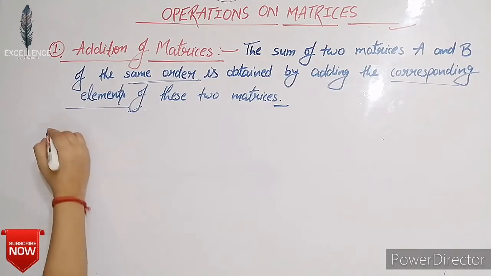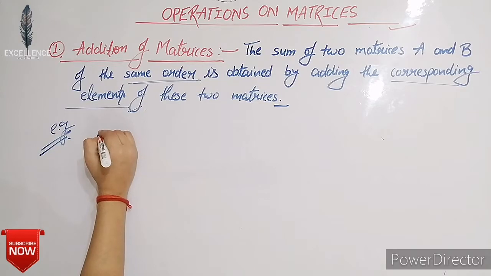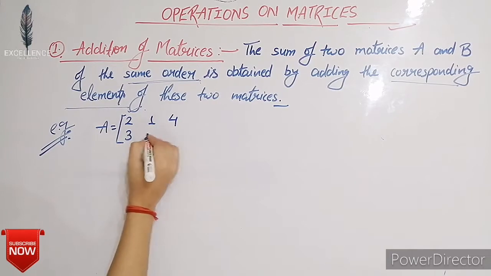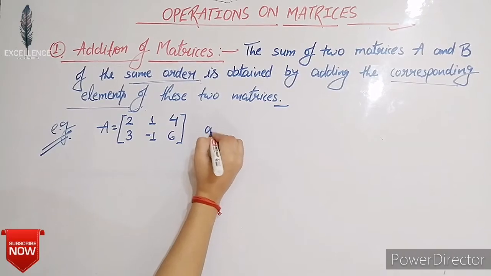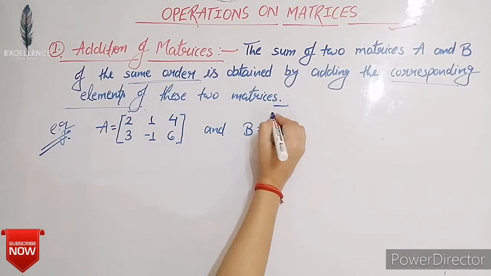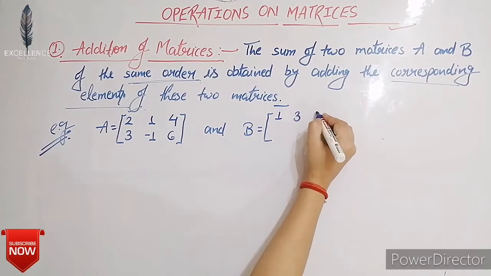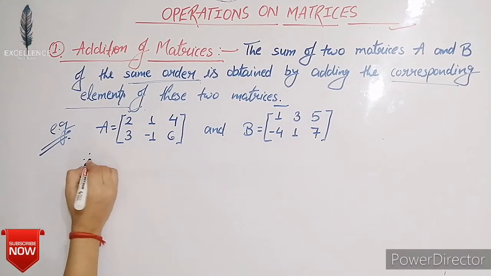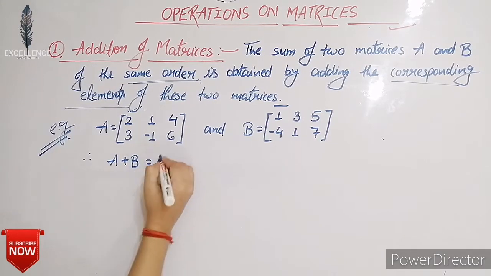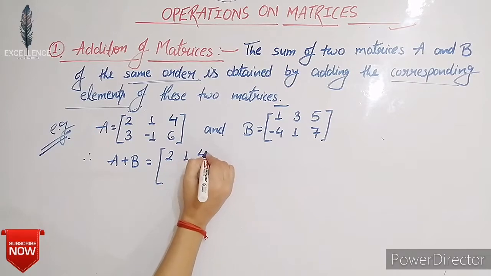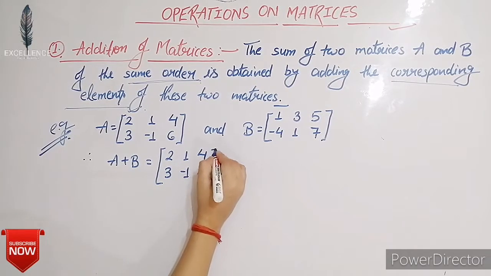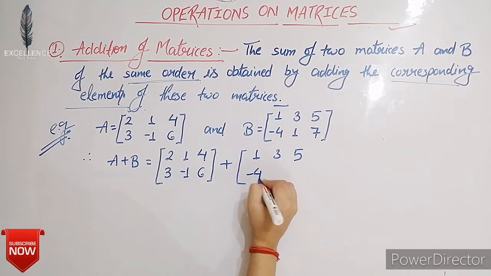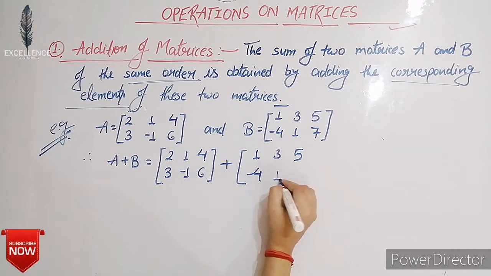For example, let A be a matrix equal to 2, 1, 4 in the first row and 3, -1, 6 in the second row, and B is equal to 1, 3, 5 in the first row and -4, 1, 7 in the second row. So, A plus B, the sum of these two matrices, is equal to [2, 1, 4; 3, -1, 6] plus [1, 3, 5; -4, 1, 7].